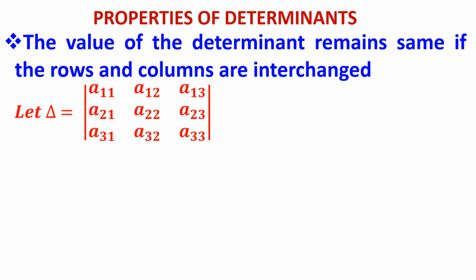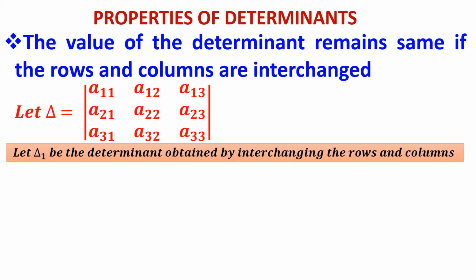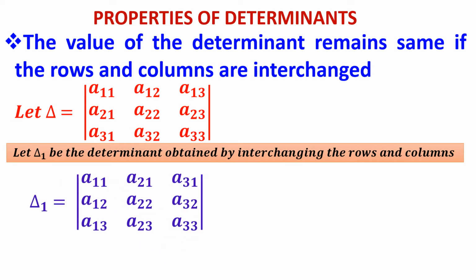I am going to get one more determinant by interchanging the rows and columns. What will happen? The first row will become the first column. The second row will become the second column. The third row will become the third column. You are seeing over here A11, A12, A13 has become the first column. A21, A22, A23 has become the second column. A31, A32, A33 has become the third column. The rows and columns are totally interchanged.